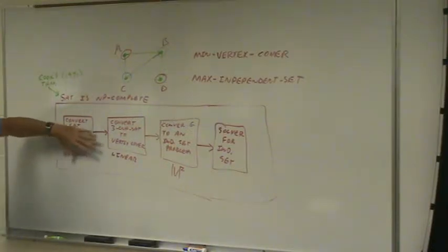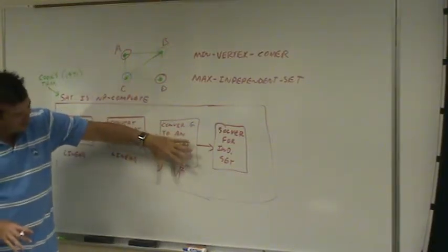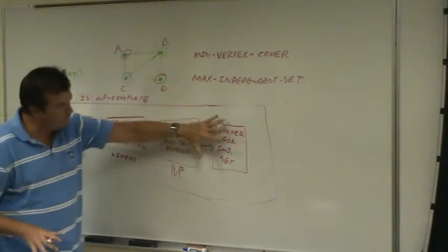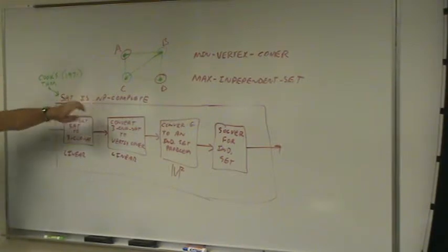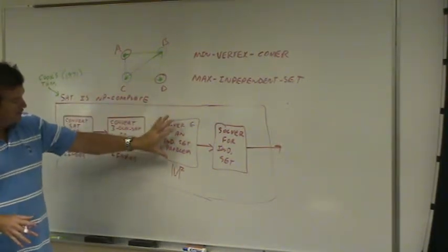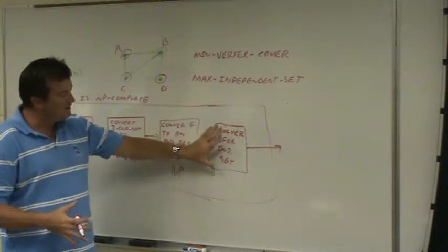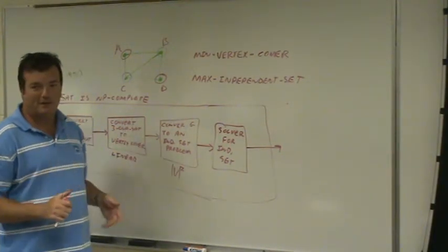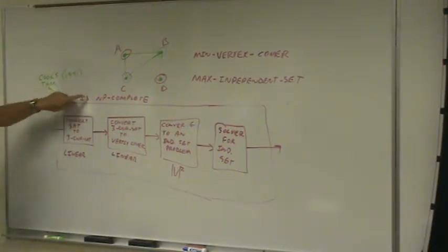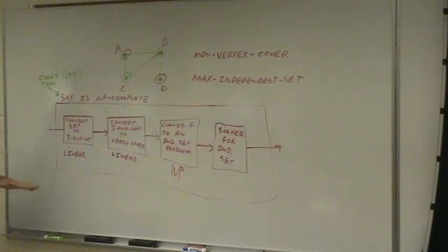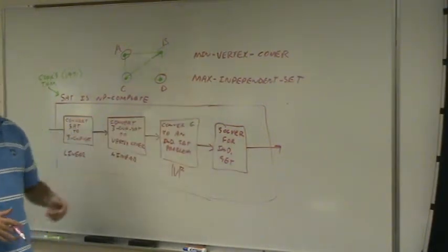So this can be done in linear time, this can be done in linear time, this could be polynomial, maybe even linear. And then this fourth step would actually solve the first ever NP-complete problem. So these can be done in polynomial or better time. So what does that tell us about a solver for the independent set? It can't exist in polynomial time. If it did, Cook's theorem is wrong. So now we have another example of a problem that cannot be solved in polynomial time.